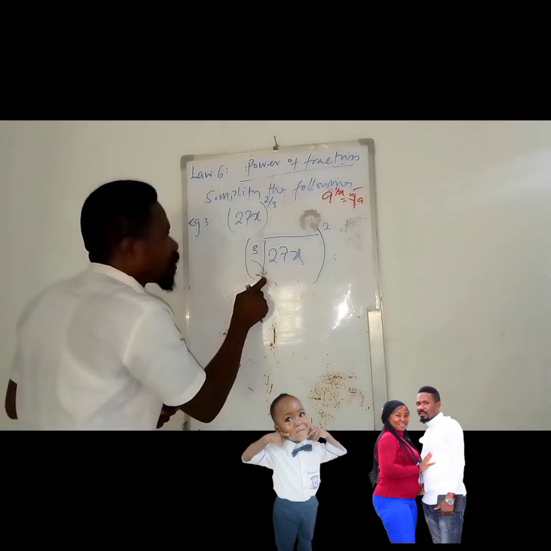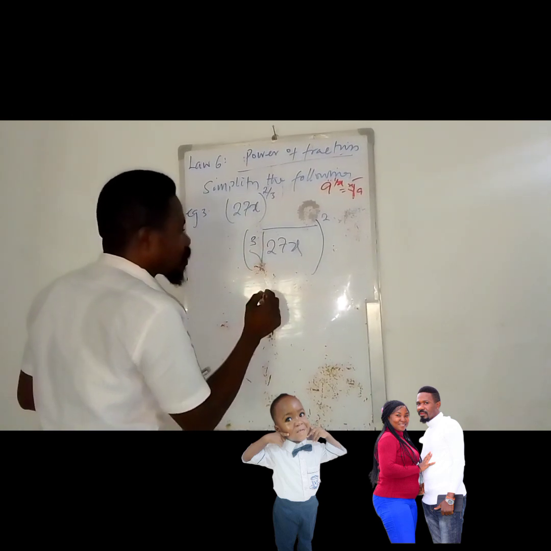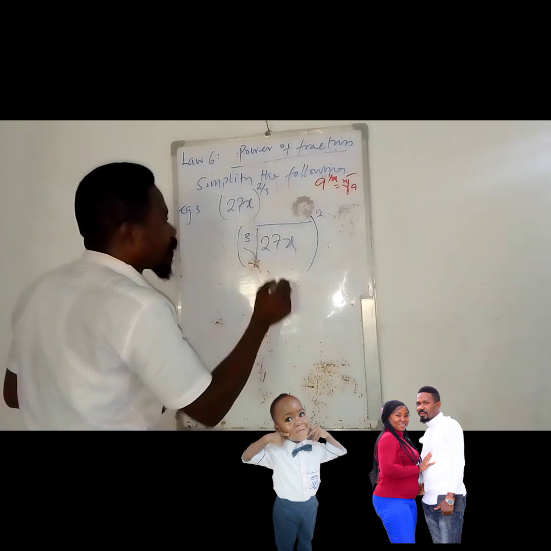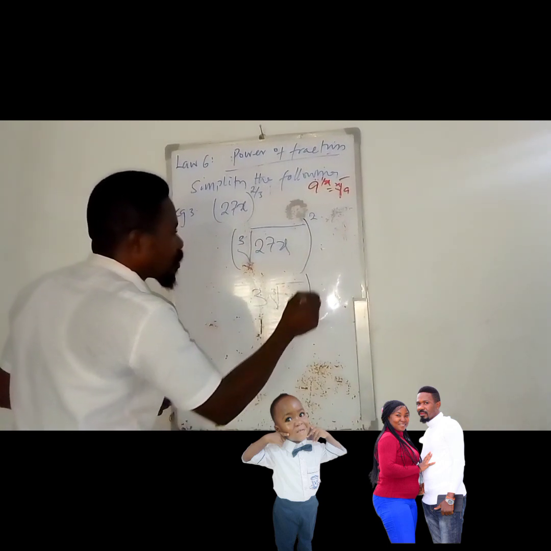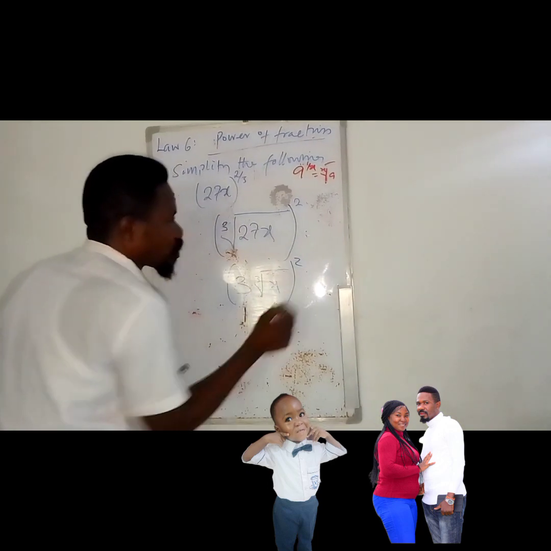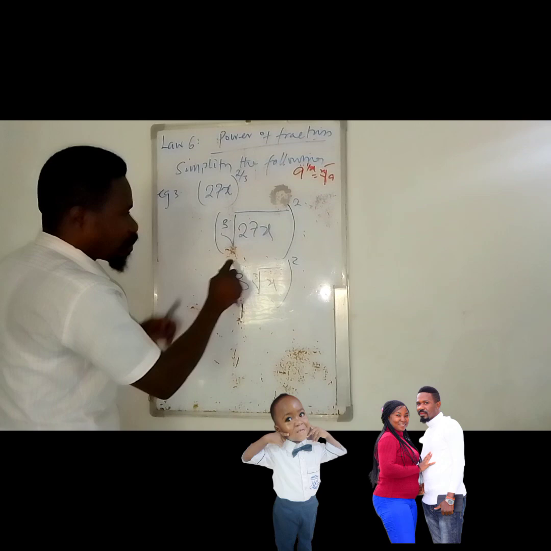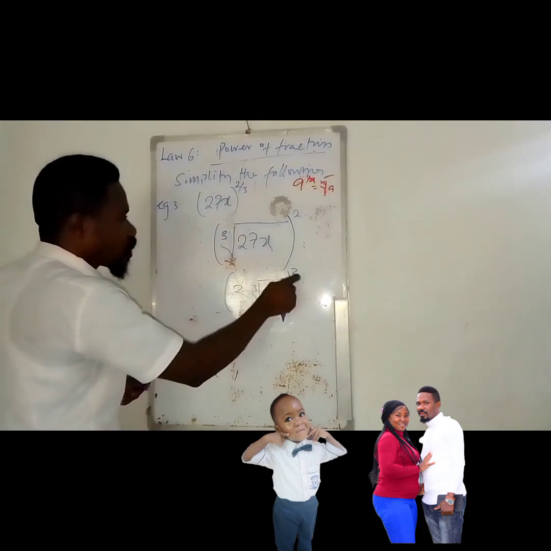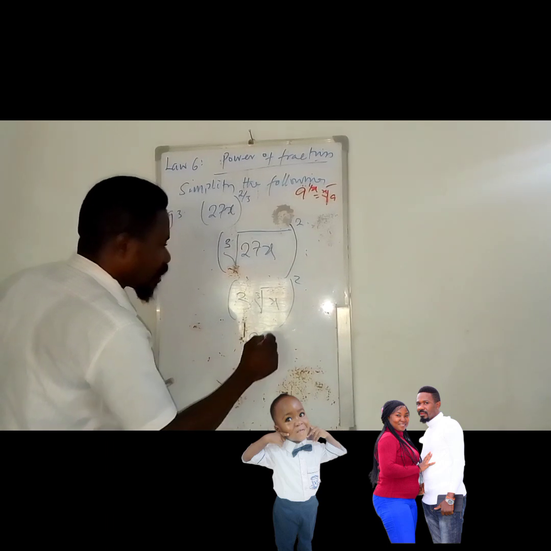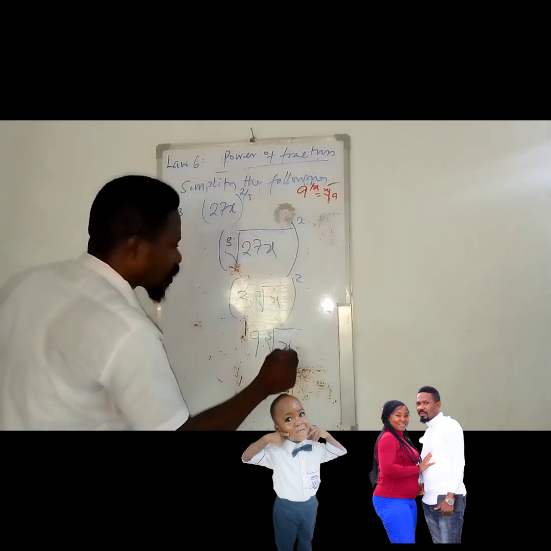Here, what do we have? Cube root of 27 is what? 3. And then cube root of x all raised to power what? 2. You see, I do not throw away this square. So for me to open up this bracket now, 3 squared will give us what? 9. This will give us cube root of x, and this x will now have its own as x squared.